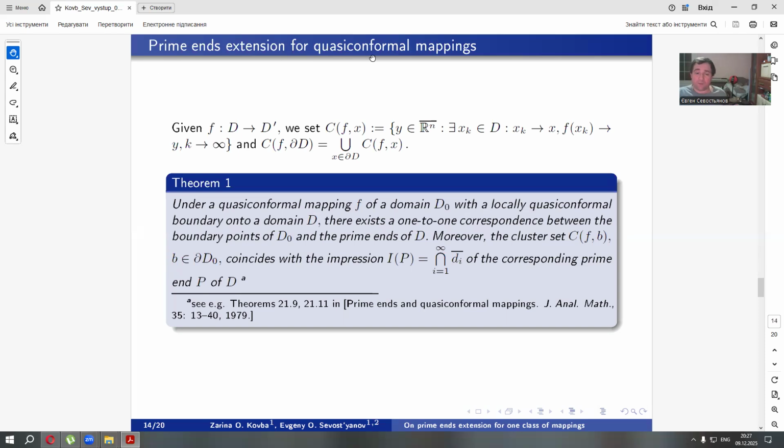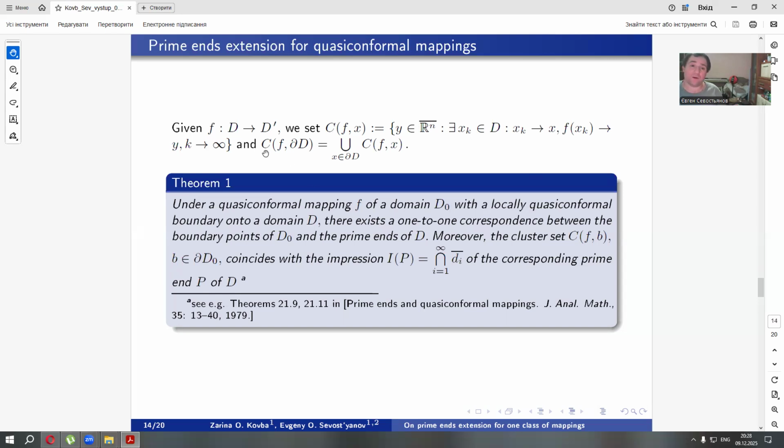Prime ends extension for quasi-conformal mappings. This is a known fact for mappings which were studied by Näkki. Given a mapping f: D → D prime, we set the cluster set of f at the point x naught as follows.